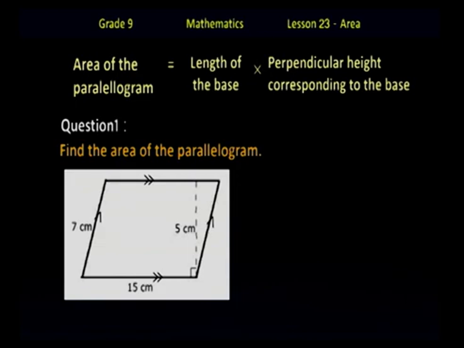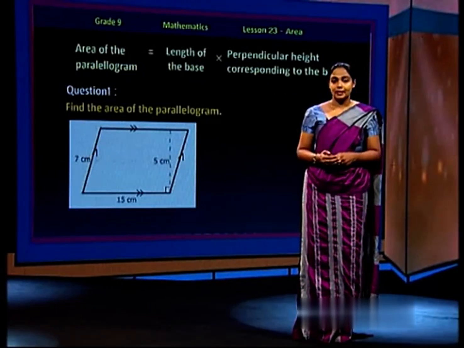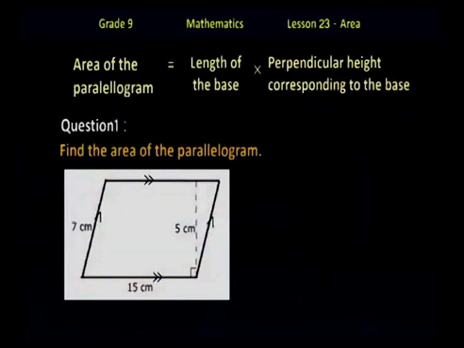Now what do you have to do? Now you have the knowledge. You should select the correct base with the correct perpendicular height. Which is the base? Is it 7 or 15? It should be 15 because the perpendicular height is drawn from the side 15 centimeter. Then find out the area. Area is base into perpendicular height. We can write down 15 into 5. Answer is 75 square centimeters.